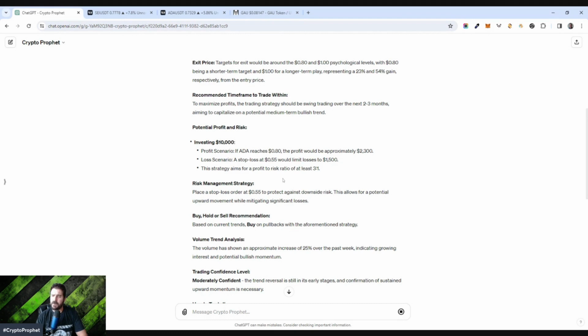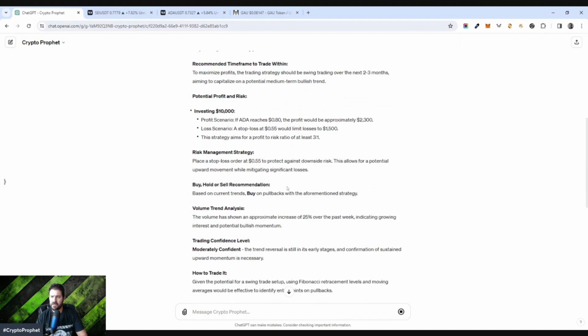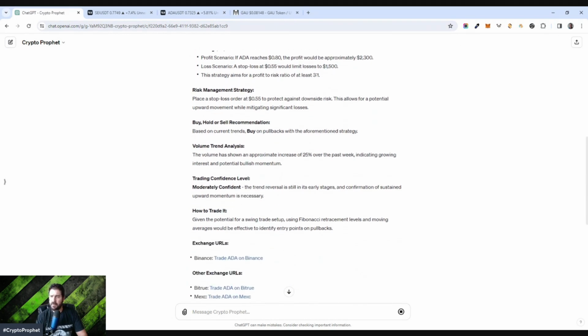So the strategy aims for a profit to risk ratio of about 3-to-1, which is actually pretty good. We like to look for 3-to-1 or higher. So this looks like a pretty solid trade. The risk management strategy would be to place a stop loss under 55 cents to protect against downside risk. This allows for a potential upward movement while mitigating significant losses. Now, buy, sell, hold recommendations. Based on current trend levels, a buy on pullbacks with the aforementioned strategy.